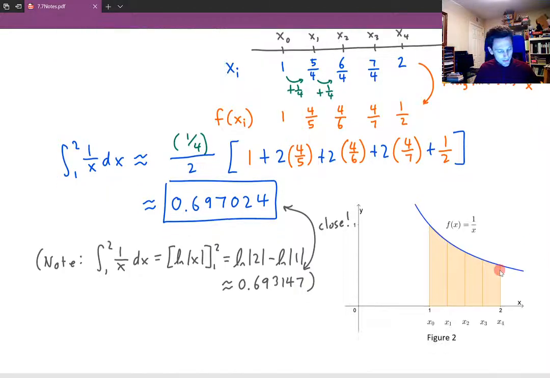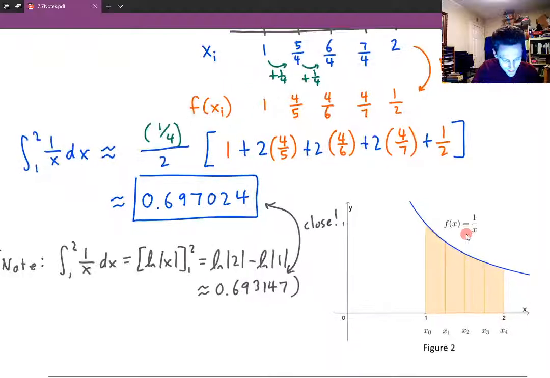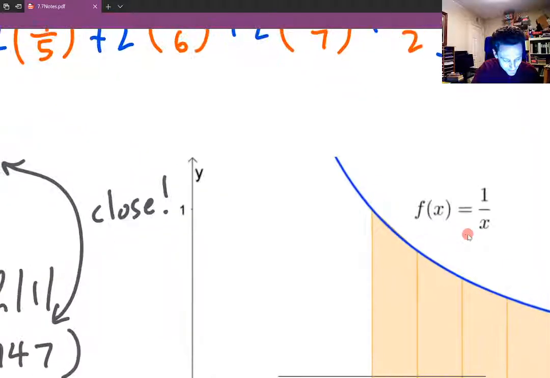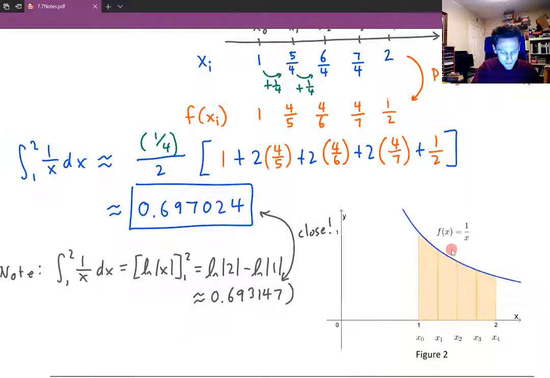Just as a visual, you can see why it's getting so close. Here in figure 2, we've got the 4 subintervals. We've got the 1 over x graph. We've got x equals 1 to x equals 2 broken up into 4 subintervals. And on each of those 4 subintervals, we raised up a trapezoid. You can see that the trapezoid is fitting the curve almost exactly. There's just a tiny little bit right here that you can barely make out. If I zoom in, tiny little bit right there where the trapezoid comes above the curve, but otherwise it's really, really close fitting.